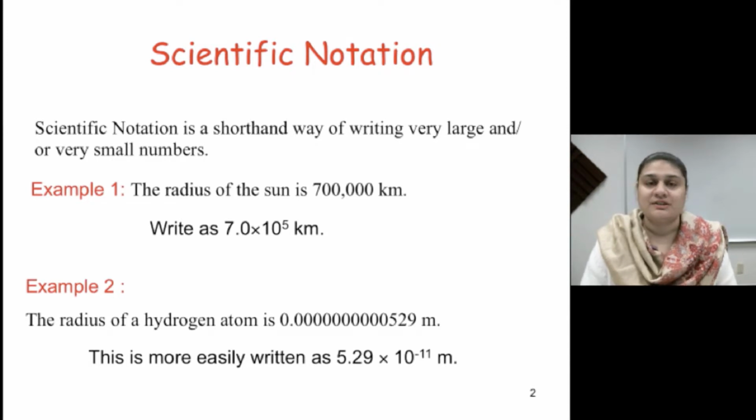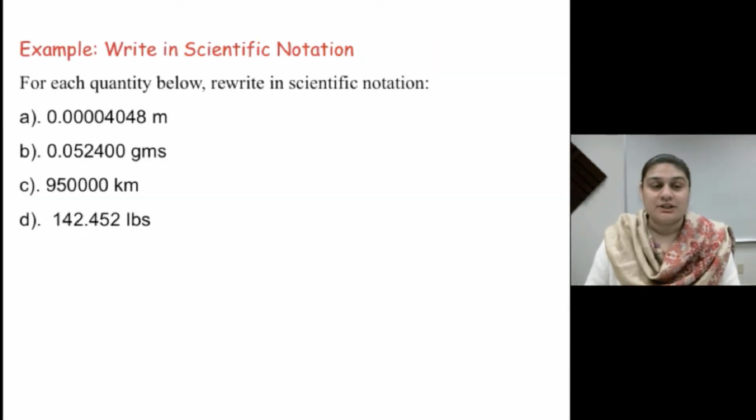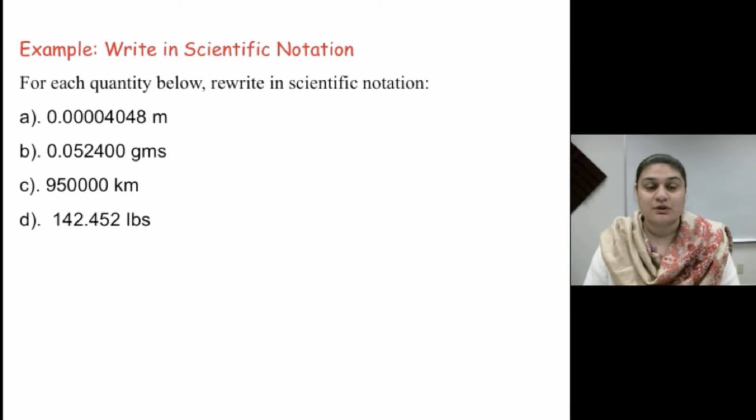In order to understand this more correctly, let's look at an example. Write in scientific notation. For each quantity given below, rewrite in scientific notation. So the quantity A is 0.00004048 meters. Notice, since this is after the point, this should be a tiny number. So go ahead and pause this video for a minute, and rewrite this in scientific notation. What do you think the answer should be?